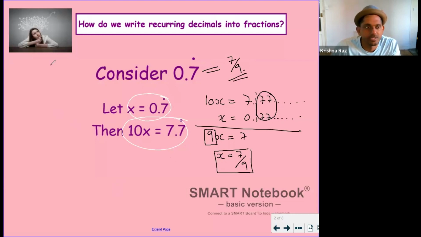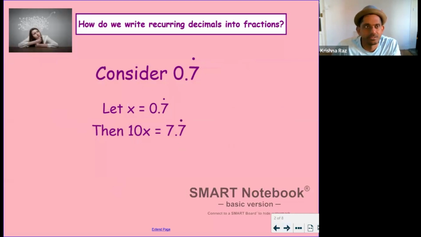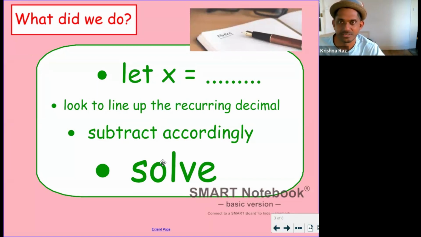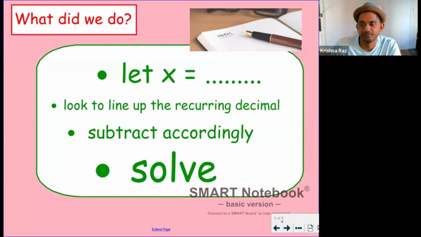So let's have a look at another one. But before we do that, we can just look at what we did. We wrote let x equal, and we looked to line up the recurring decimal part. We subtracted accordingly, and then we solved. So make a note of that, and we're going to have a few more examples to practice. My advice is pause the video now and just jot that down.